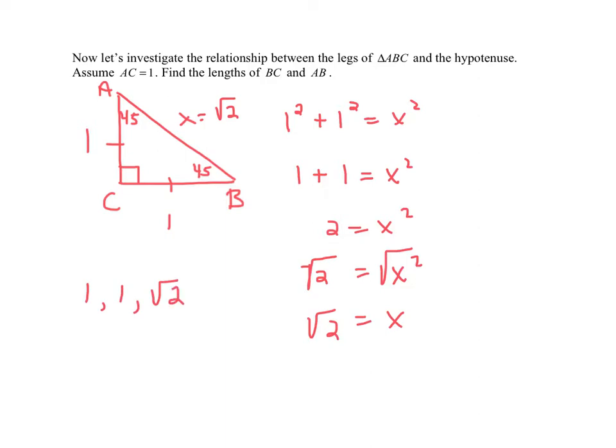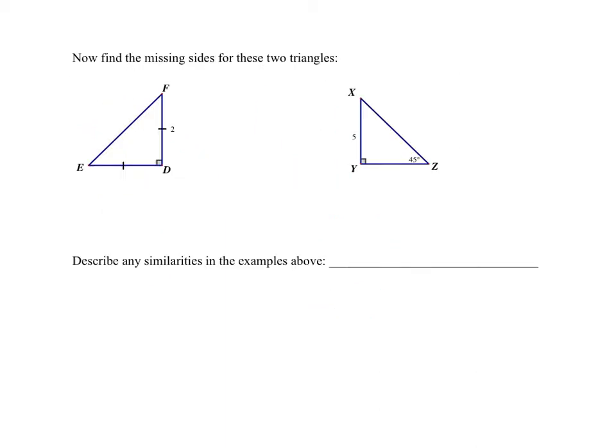Let's take a look at another triangle and see what happens with the sides. As we saw in the last piece, if these two sides are congruent, they have the same measure, so 2, 2, and let's call this side x. Let's solve for x by using the Pythagorean theorem. 2 squared plus 2 squared equals x squared. So 4 plus 4 equals x squared. 8 is equal to x squared.